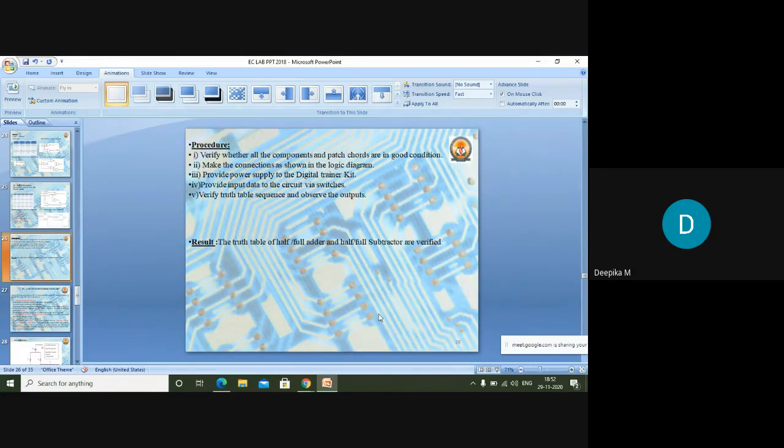Procedure: verify whether all the components and patch cords are in good condition. That is, we have to verify the ICs also and make the connections as shown in the logic circuit diagram, and provide power supply to the digital trainer, and provide the input data by using the toggle switches, and we have to verify the truth table sequence and observe the output. Coming to the result, the truth tables of half adder, full adder, half subtractor and full subtractor are verified.